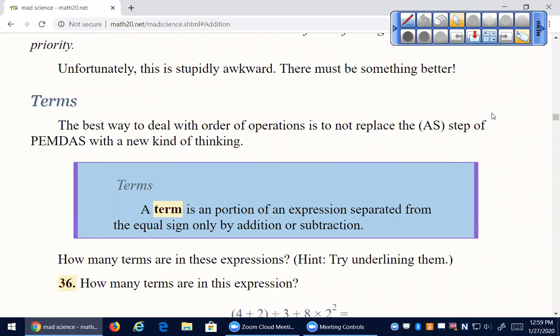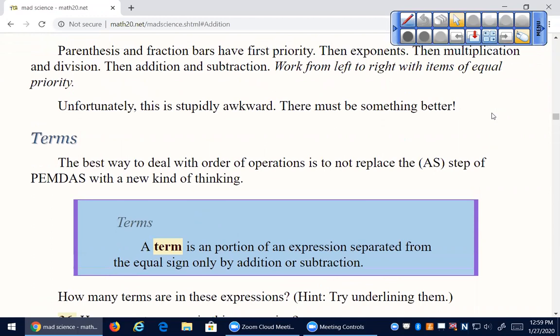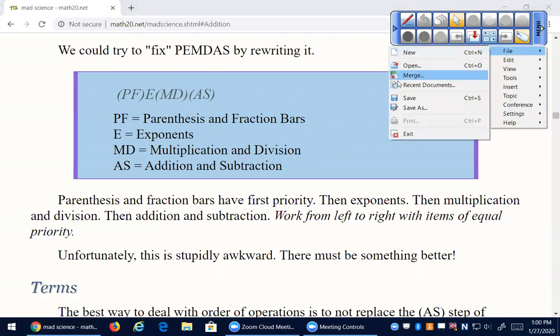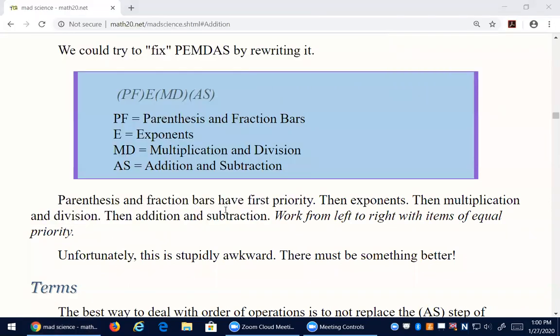So, do you need to scroll back up? Yeah. Okay. Save this. Okay.